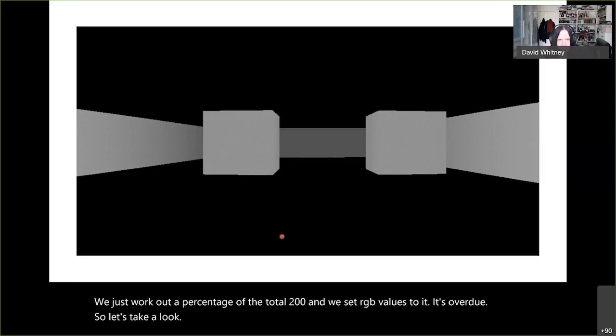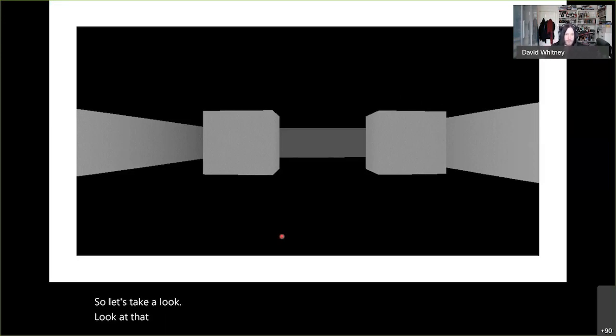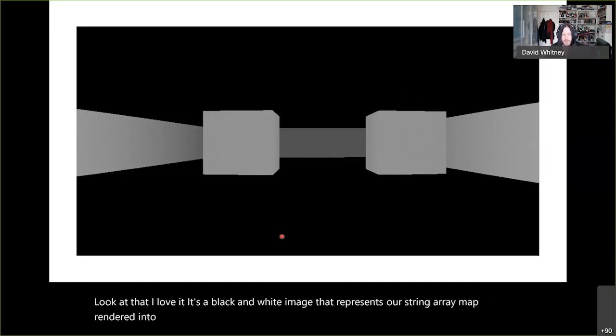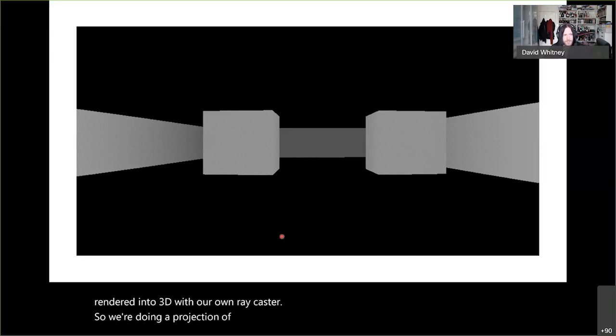Look at that. I love it. It's a black and white image that represents our string array map rendered into 3D with our own raycaster. So we're doing a projection of a two-dimensional axis into three-dimensional space. That's pretty cool. I like it.